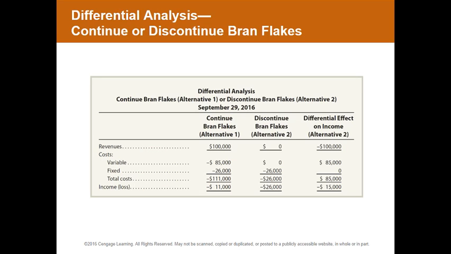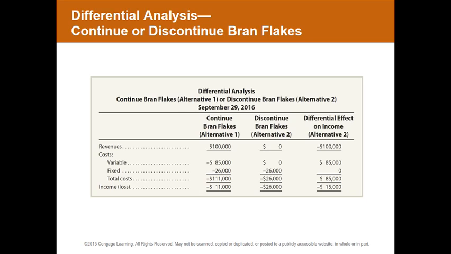So we engage in a differential analysis, and we have to make the determination of whether to continue bran flakes or discontinue bran flakes. So we're looking only at the information from bran flakes, right? They had revenues of 100,000, variable costs of 85, fixed costs of 26, creating their total loss of 11,000. If we discontinue them, there would be no revenue and no variable expenses associated with those products. However, the $26,000 of fixed costs would remain. So we would have a $26,000 loss.